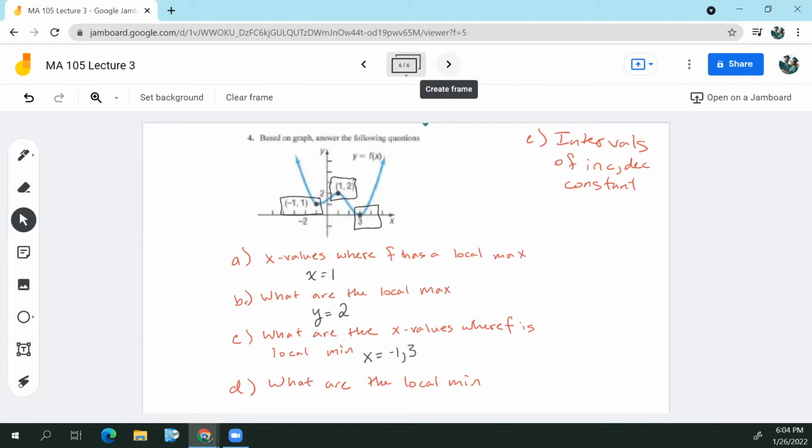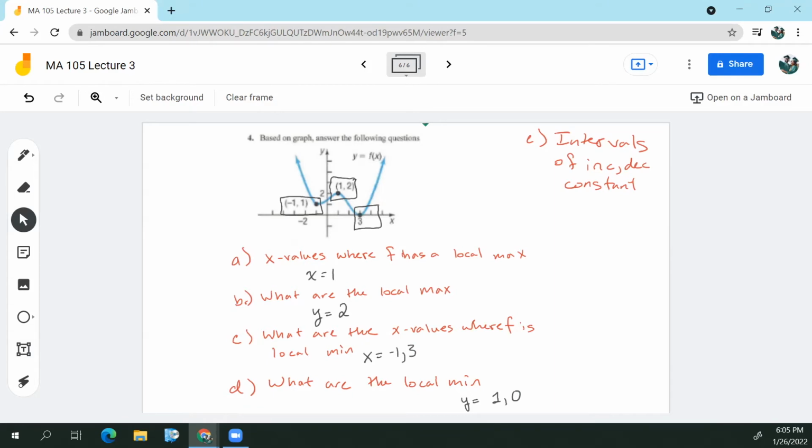What are the local min? What are the actual values? What are the actual y values, guys? What's the one on the left? What are the 2 local min? 1 and 0. Those would be correct.